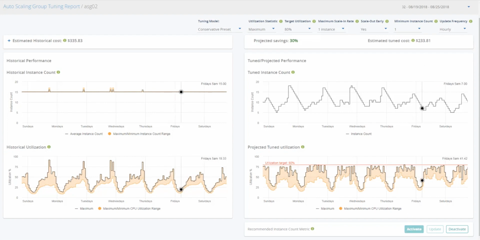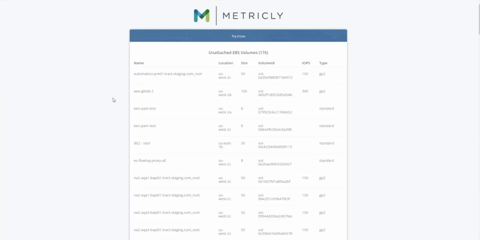Our last report is used to clean up our AWS environment and surface those resources that are just sitting idle and costing you and your company a few dollars a day. We do this by finding all of your EBS volumes that are unattached to an EC2 and sending you a daily report to show you which ones you can delete from your infrastructure.